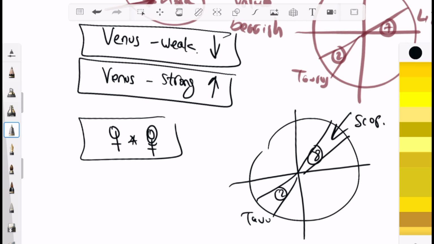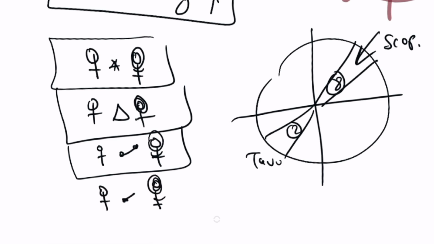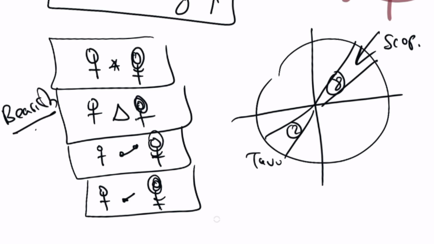So whether Venus is trining or sextiling Pluto, or even Venus is doing opposition with Pluto, or even Venus conjuncting Pluto, we may consider it to be bearish, because Pluto with this aspect is taking the power of Venus.